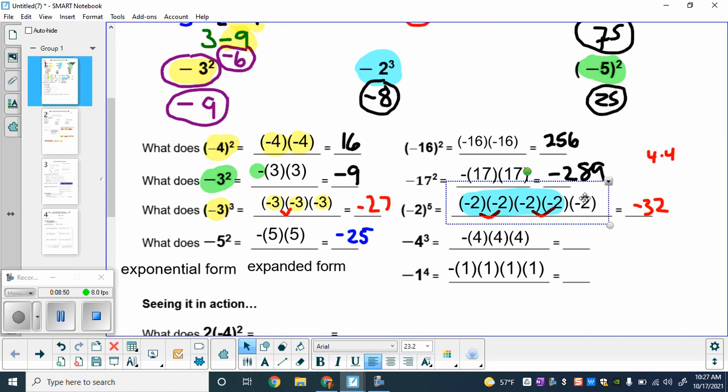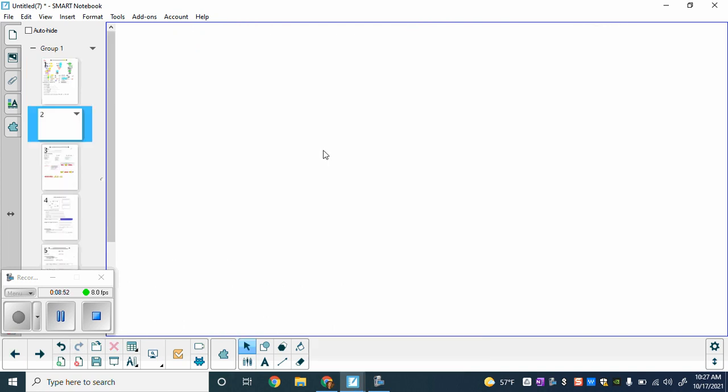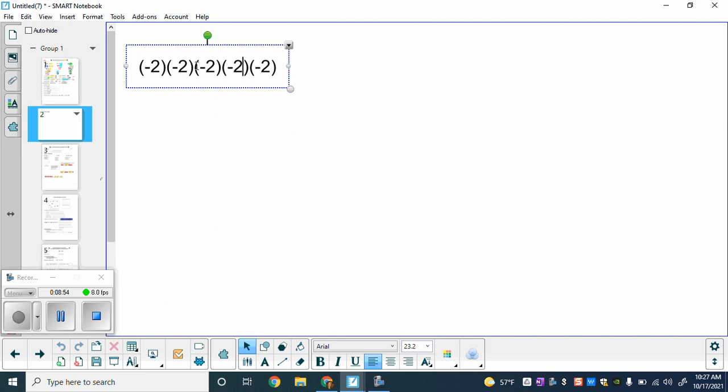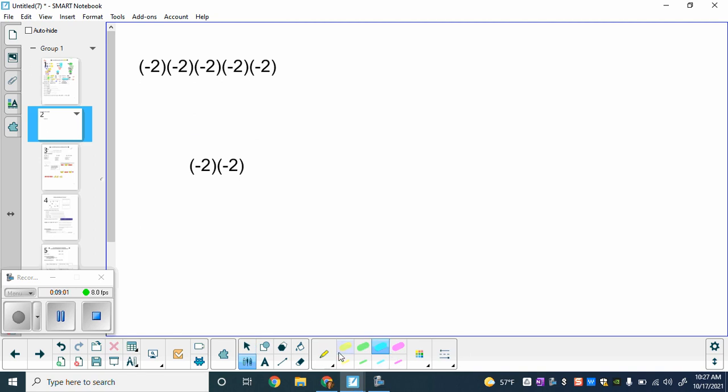Now's probably a good time. Let me just copy and paste that and make a new page here. Let's see what happens if it was just the first two. So this would be a negative 2 getting squared, which has an even exponent, okay?